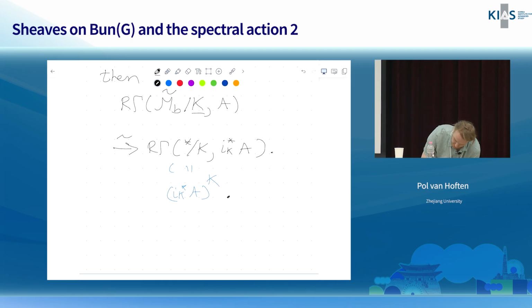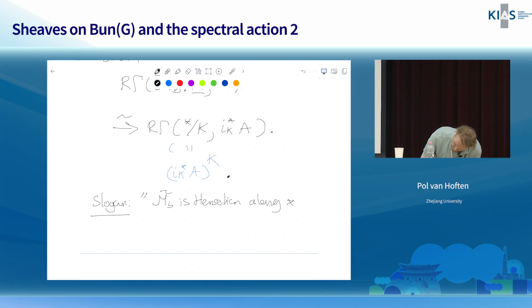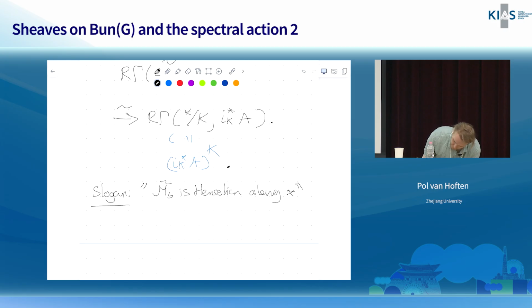So the slogan for this is M_B tilde is Henselian along the point, and the toy model is, so now you'll see why I wanted to have this Spd. The toy model is that Spd of K polynomial ring T diamond is Henselian along the point.